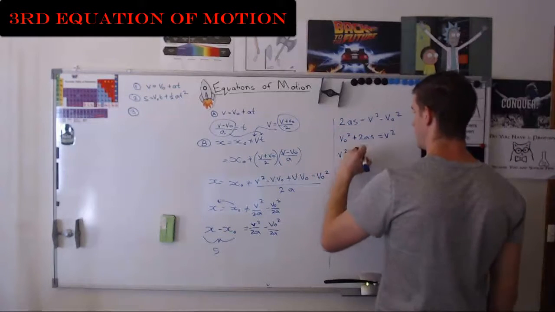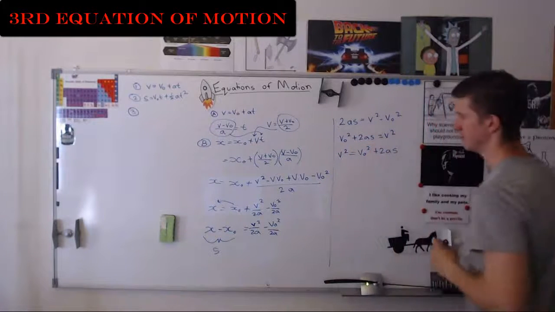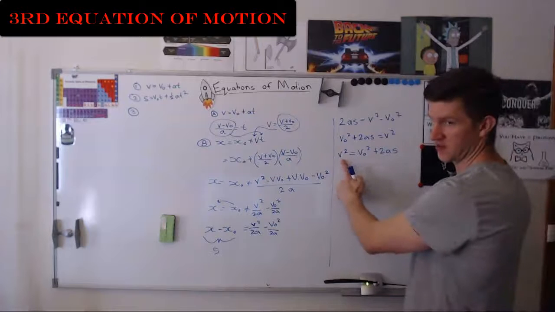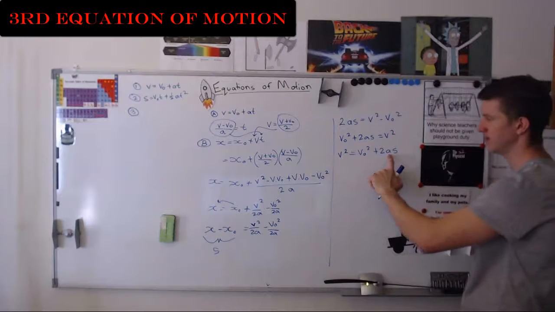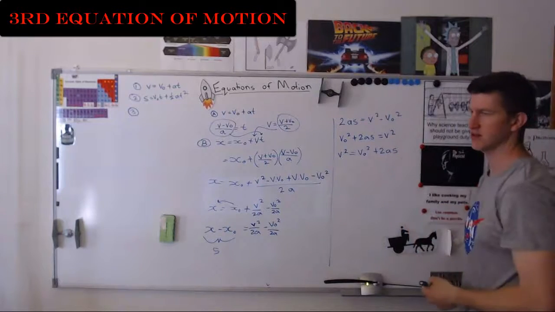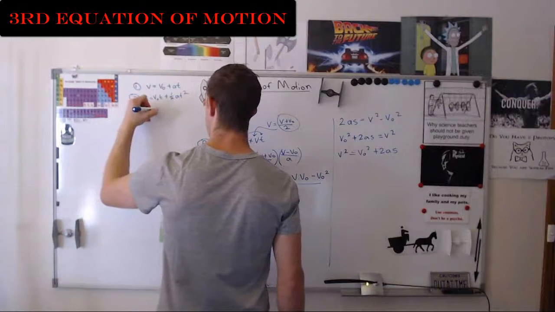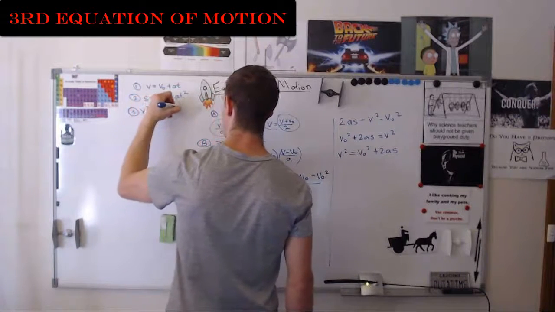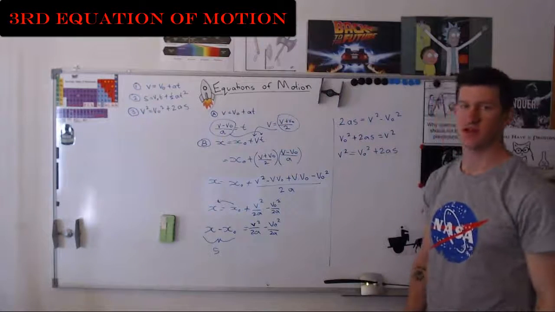And lastly, I'll just flip this around so that I've actually got the term I want in the front. I get v squared equals v naught squared plus 2as. So the velocity squared that I want, or the final, is equal to the initial velocity squared plus 2 times the acceleration times the distance travelled. So the third equation is v squared equals v naught squared plus 2as. And that is Newton's third equation of motion.